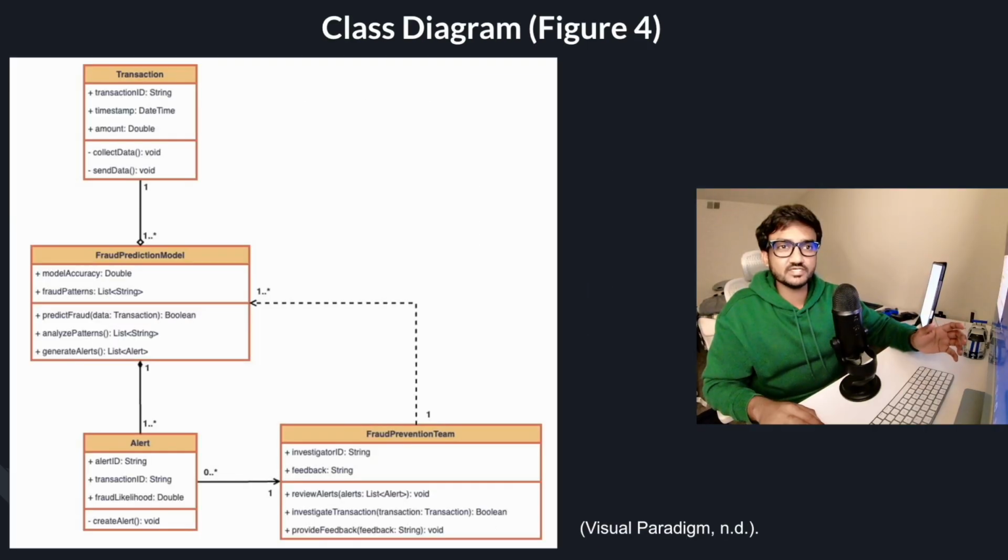The class diagram represents the system structure by showing its classes and the relationships among them. Key classes include transactions, fraud prevention models, alert, and fraud prevention team. Relationships are depicted through associations, aggregations, compositions, and dependencies. This diagram illustrates how data is managed, analyzed, and utilized within the system to identify and prevent fraudulent activities. The diagram helps in understanding the static structure and data organization of the system.